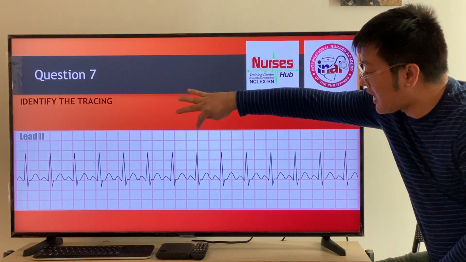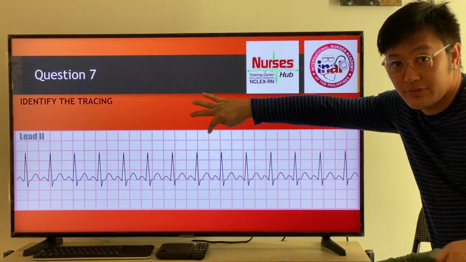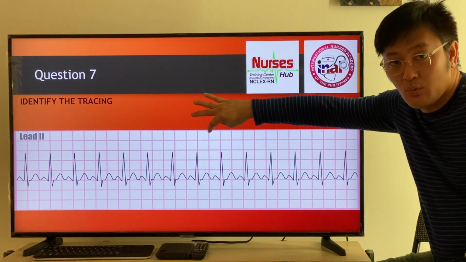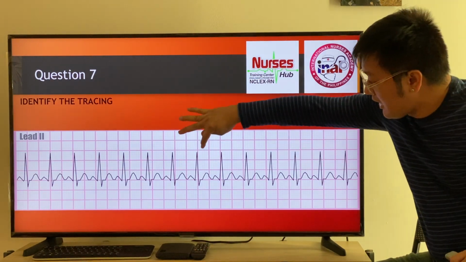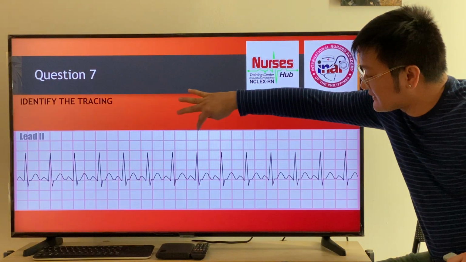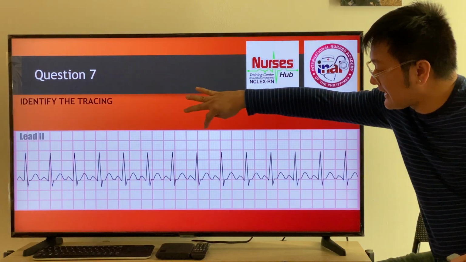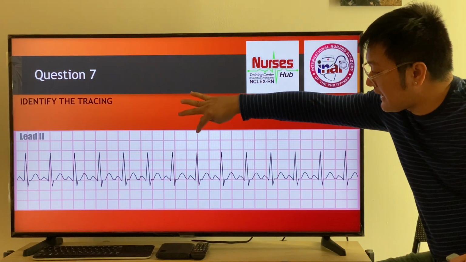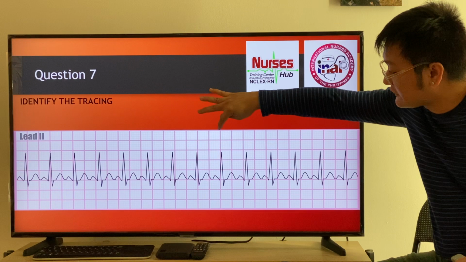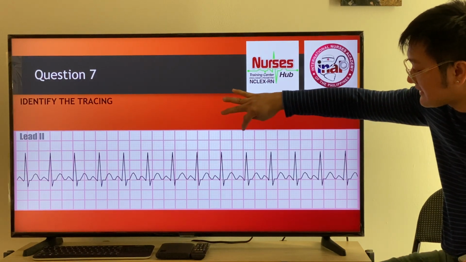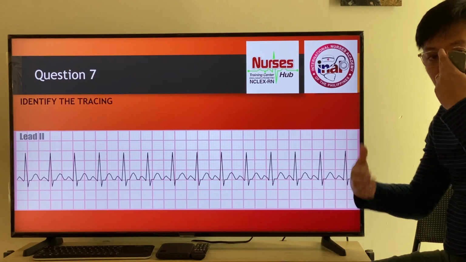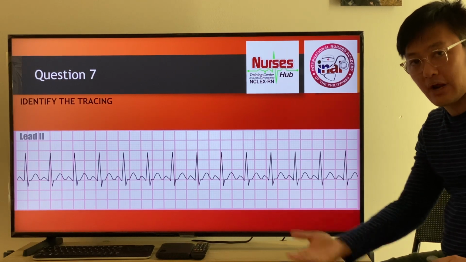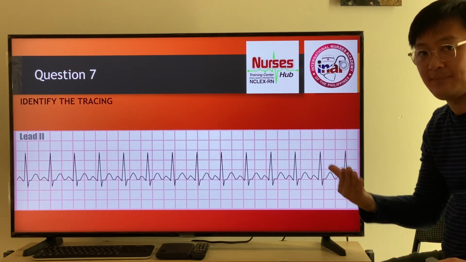The next dark line, you start counting 300, then okay, 150, 100, 75, 60, 50. Now look, R wave that falls directly on a dark line. The next dark line is 300. Okay, 300, 150, 100, 75, 60, 50. That's how you count it, okay? 300, 150, 100, 75, 60, 50.